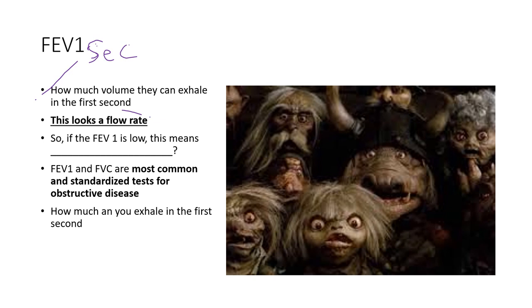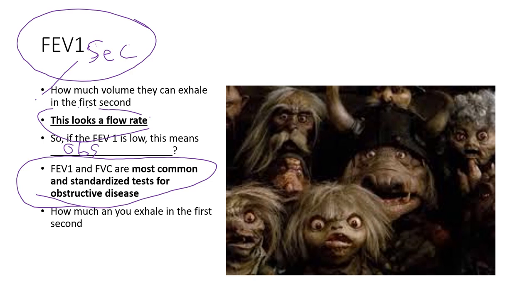If the FEV1 is low, this usually means they have either poor effort or an obstructive pathology, like asthma, COPD, chronic bronchitis, cystic fibrosis, or bronchiectasis. Any of those obstructive diseases. The FEV1 and the FVC are the most common standardized tests for obstructive disease. If we do a forced vital capacity, that's the most common test, and from the forced vital capacity we get the FEV1, a subcategory of it.